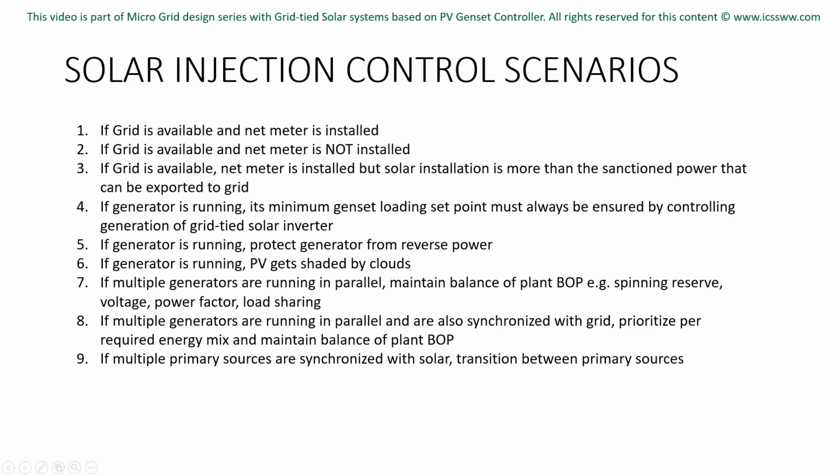Number 7, if multiple generators are running in parallel, grid-tied solar power must generate per the required balance of plant demand. Number 8, if multiple generators are running in parallel and are also synchronized with grid, grid-tied solar power must generate per the required balance of plant demand. Priority of the sources is defined by control room operators to define the energy mix. Number 9, if multiple primary sources are synchronized with solar, solar generation must be controlled during transition of sources.